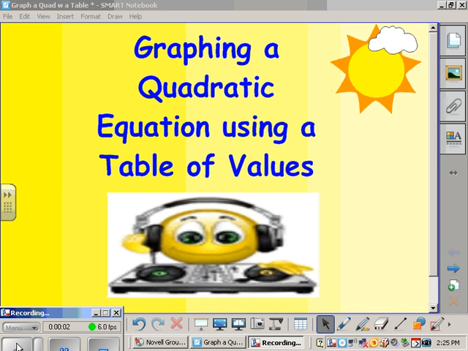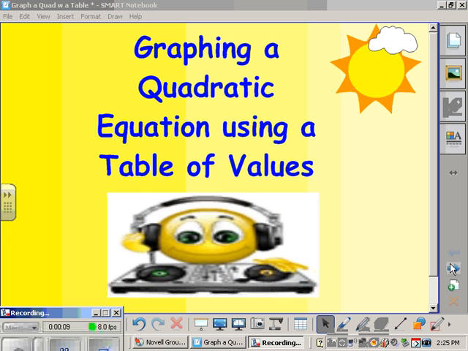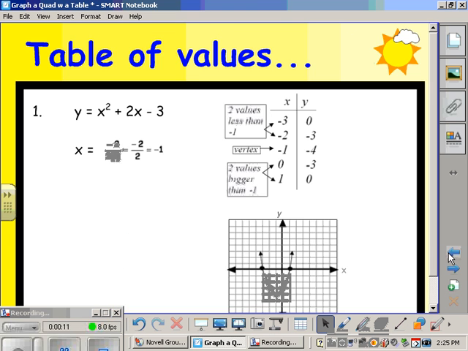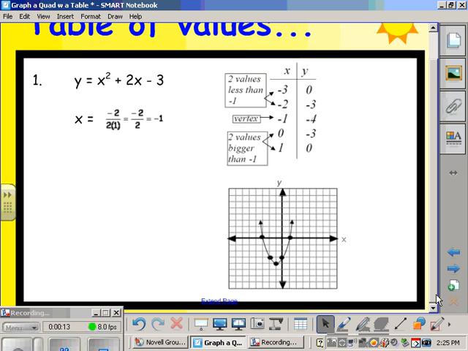In this lesson, you're going to learn how to graph a quadratic equation using a table of values. Let's take a look at the first example. If you look at this quadratic equation, y equals x squared plus 2x minus 3, in a previous lesson you learned how to find the vertex.